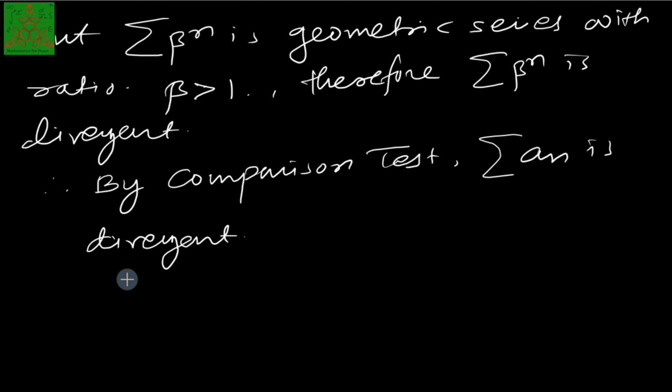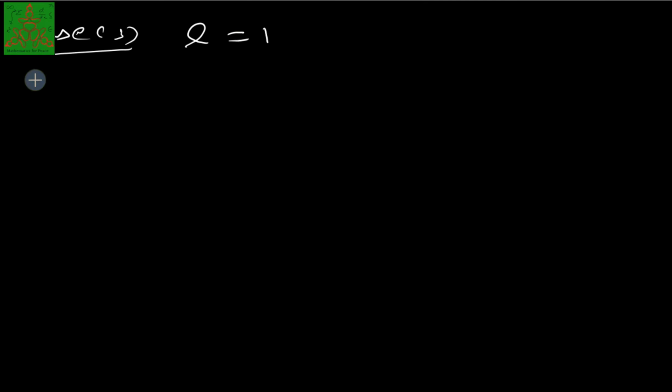Now the case number 3. It is left to prove that if L is equal to 1, then the test fails. So that means we need to produce two series in which the limit of an plus 1 upon an is 1, but one series is a divergent series and the other one is a convergent series. So let us produce those two examples.